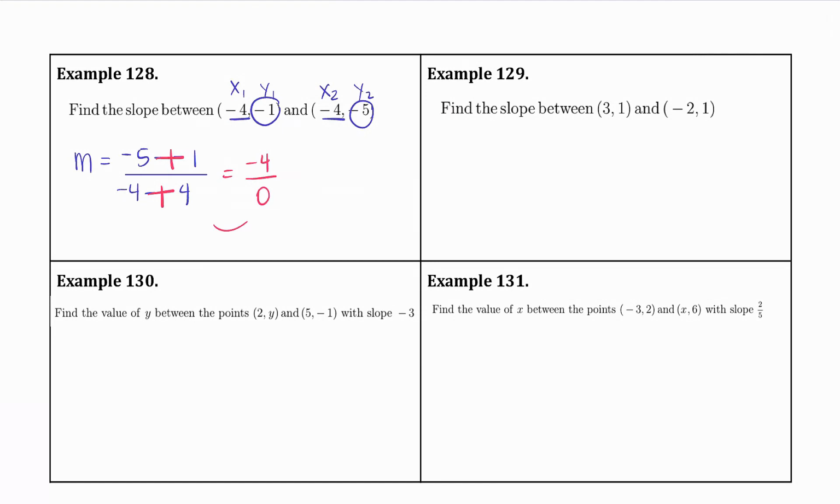Kind of like we saw earlier, if we have 0 on the bottom, that tells me that this is going to be undefined. We can't divide by 0. Another way to say that is to say that this has no slope.